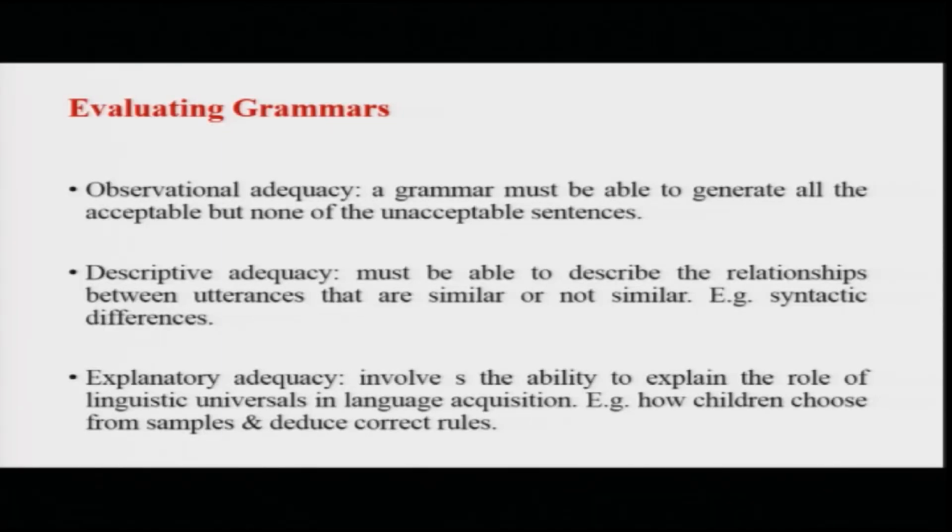Then finally, this important aspect of explanatory adequacy. This concept of explanatory adequacy typically involves the ability to explain the role of linguistic universals in language acquisition. Linguistic universals typically are those concepts that Chomsky has very well specified, which are common across all known languages. Any language that we know of that is documented should have at least this concept of, say for example, recursion, generativity, semanticity, or arbitrariness.